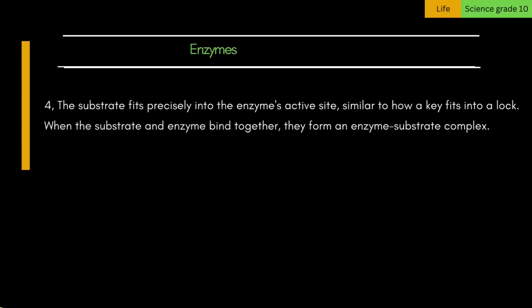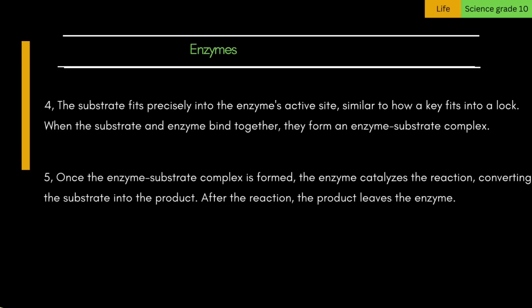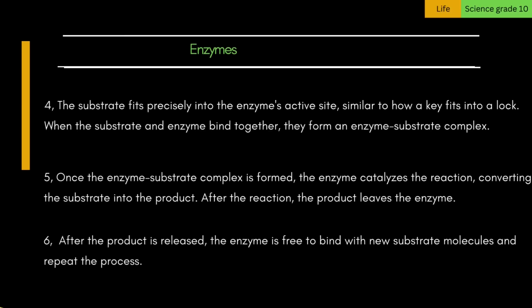4. The substrate fits precisely into the enzyme's active site, similar to how a key fits into a lock. When the substrate and enzyme bind together, they form an enzyme-substrate complex. 5. Once the enzyme-substrate complex is formed, the enzyme catalyzes the reaction, converting the substrate into the product. After the reaction, the product leaves the enzyme. 6. After the product is released, the enzyme is free to bind with new substrate molecules and repeat the process.